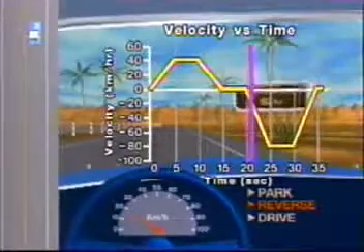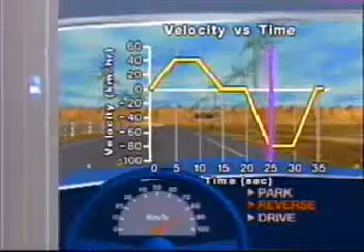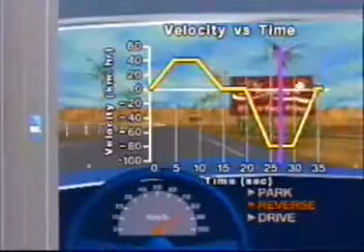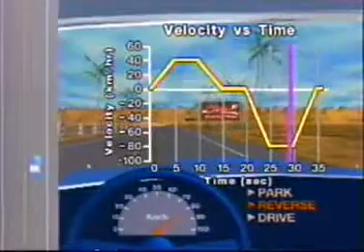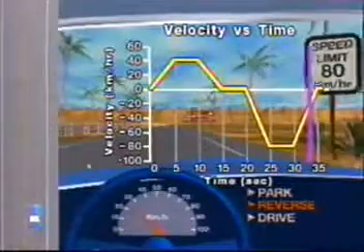Acceleration in the reverse direction causes the velocity to become increasingly negative. Notice that the steeper the slope, the greater the acceleration. As the car comes to rest, the curve returns to 0.